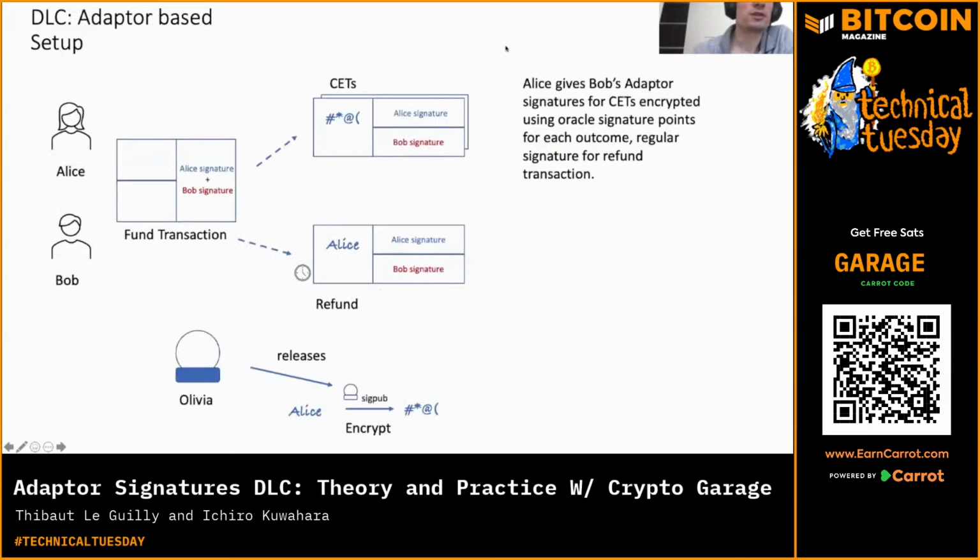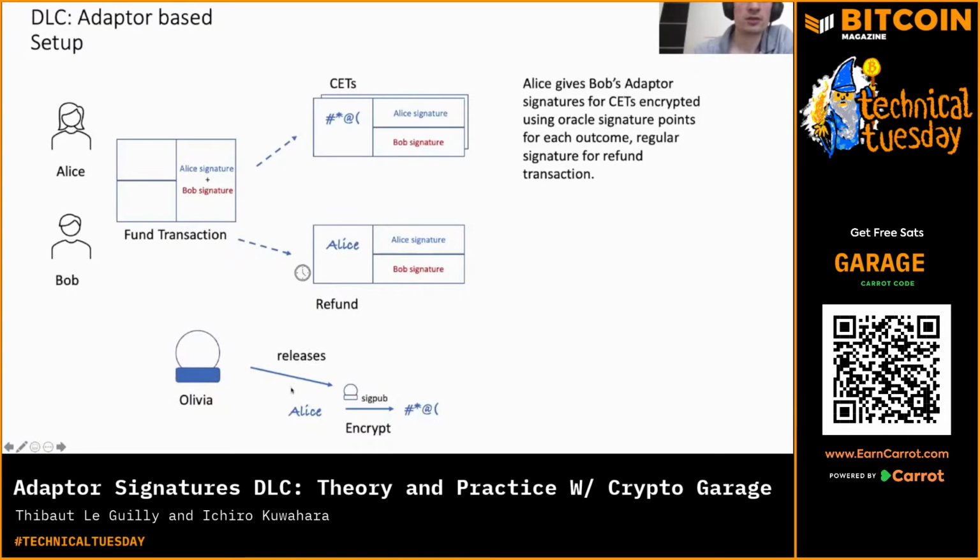If we look at how things go step by step, first of all, Alice is going to give Bob an adapter signature for the CETs. Again, you can see there is only one set of CETs now. It's exactly the same both for Alice and Bob. And she gives a regular signature for the refund, because anyway it's time locked, so it doesn't really matter.